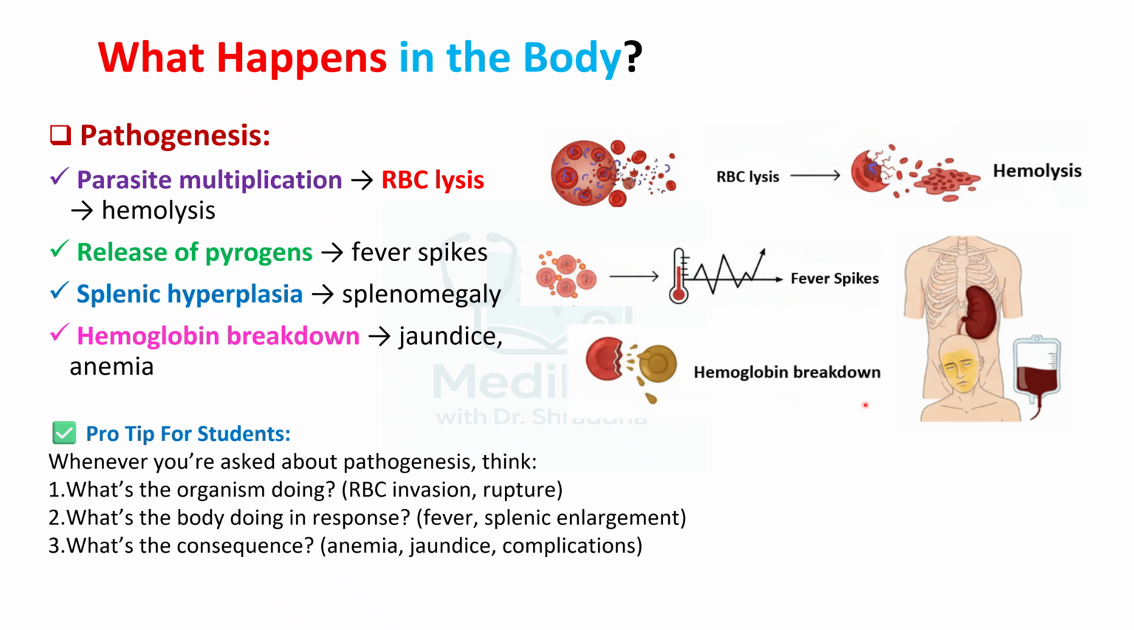In short, the parasite destroys RBCs, the immune system and spleen react, and the body's response causes fever, anemia and organ changes. That is why malaria is not just a fever, it's a hemolytic disease with systemic effects.